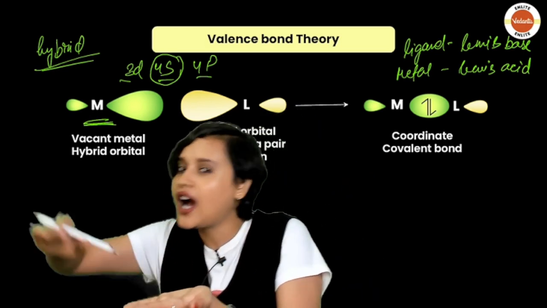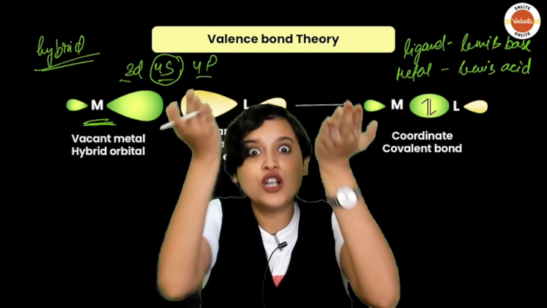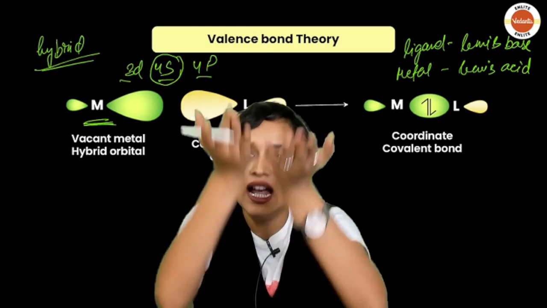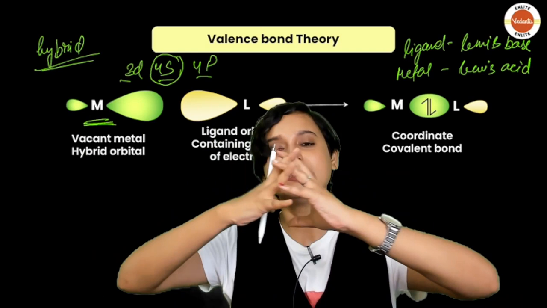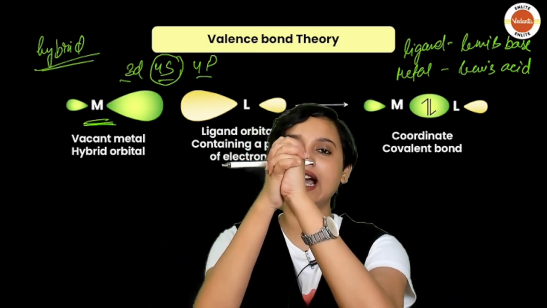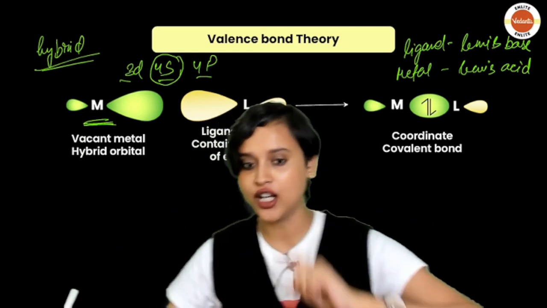Then they will hybridize, they will bring it all together to the same energy level, and then they will be like, yes, fill it up. Then what will happen? They will overlap. The ligand and the metal, they will overlap. Take a look at it.